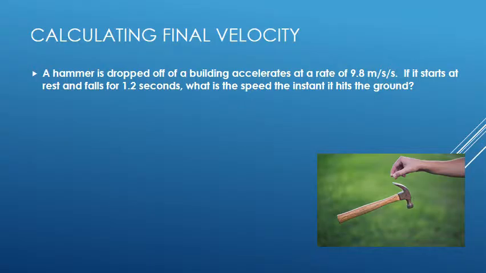Let's look at the given information. It has an acceleration of 9.8 meters per second per second. Remember, that means each second that it falls for, it will gain 9.8 meters per second of speed. This is an interesting one. It says it starts at rest, and that's sort of a hidden piece of information. If it starts at rest, that means its initial velocity is 0 meters per second, and it takes 1.2 seconds for it to fall. Our given information is the acceleration is 9.8 meters per second per second, the initial velocity is 0 because it starts at rest, and the amount of time it takes is 1.2 seconds.